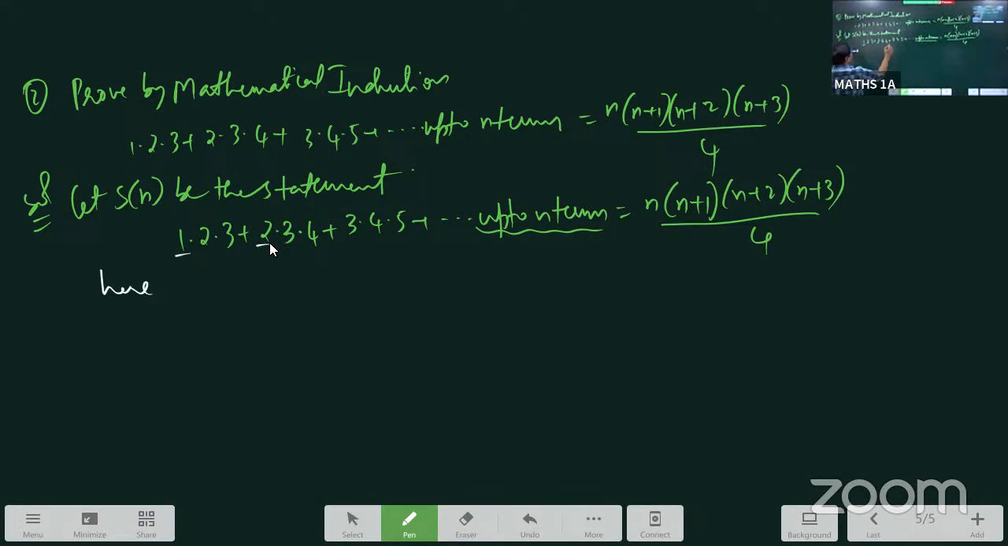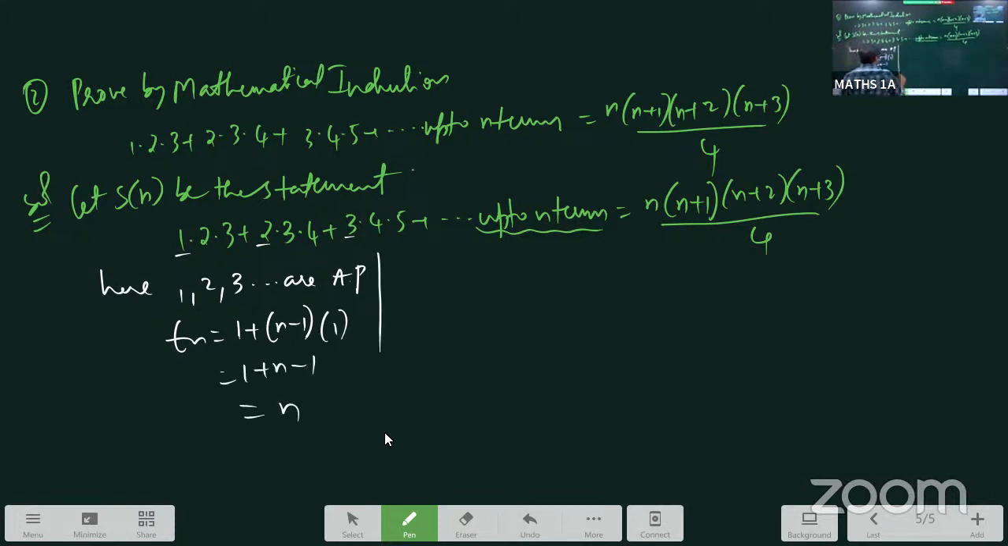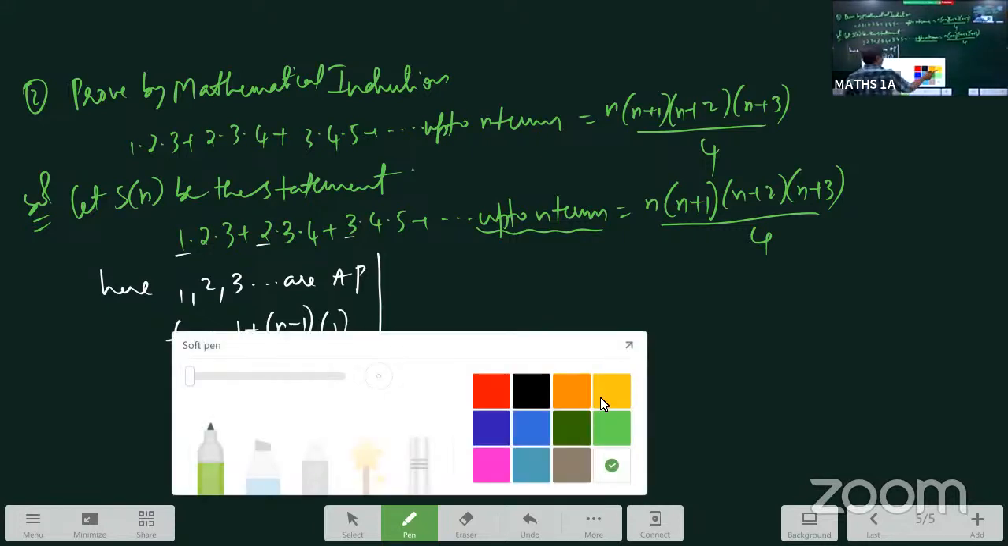See the product of first terms, that is 1, 2, 3, dot dot, are in AP. So Tn is equal to a plus n minus 1 into d, where d is the common difference. It is 1 plus n minus 1, what I got is n. Next, product of second terms I'm talking about.